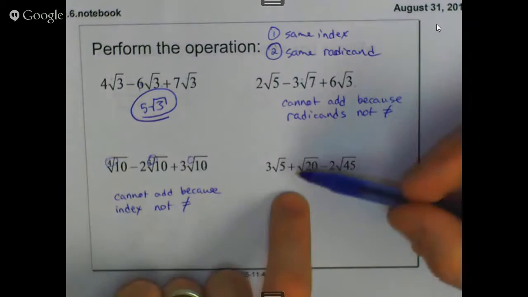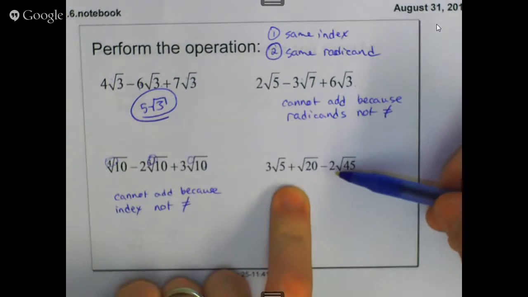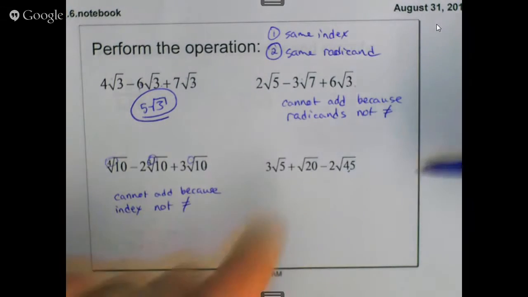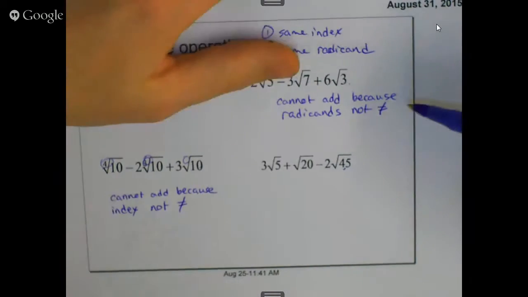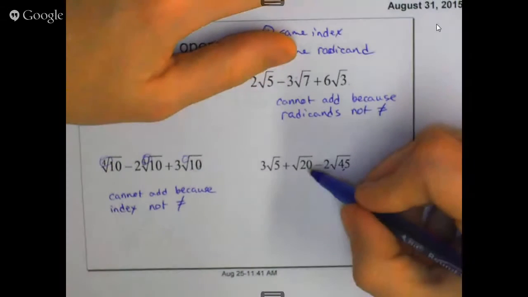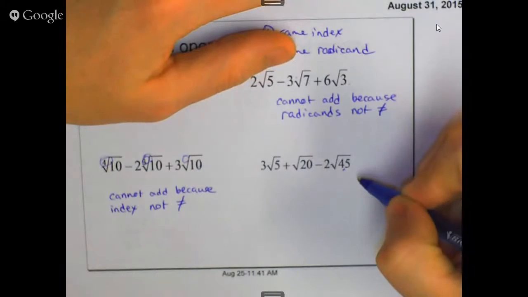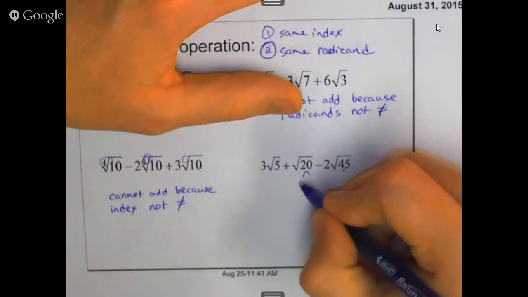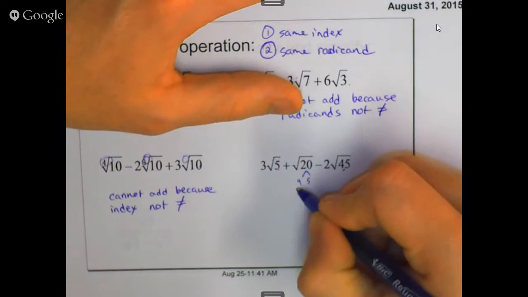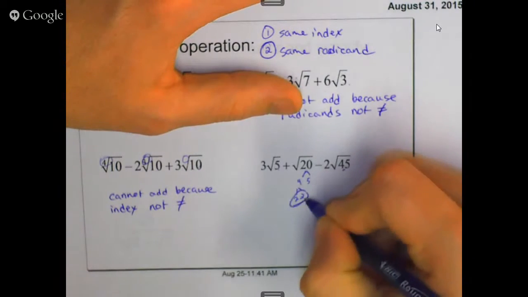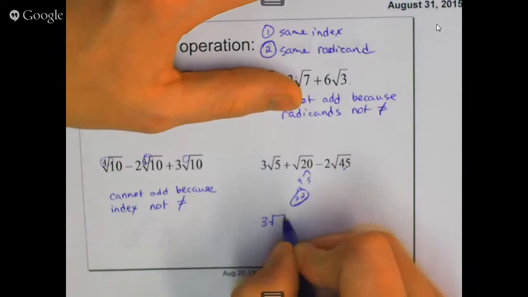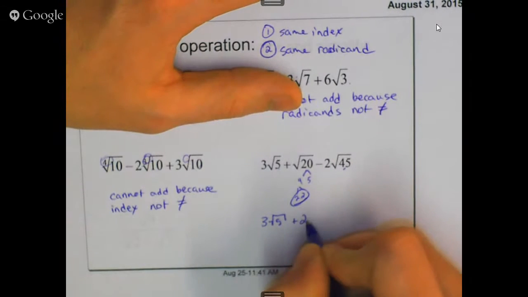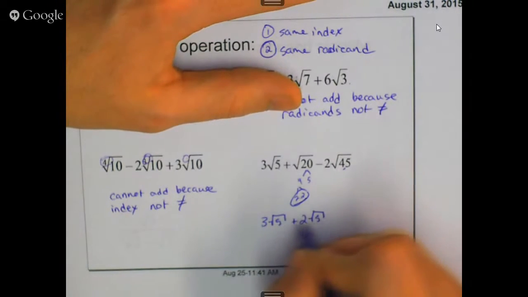But at first glance here, you notice that all the indexes are the same. They're all 2, but my radicands aren't the same. But what we have to look for is, are these radicands reduced as much as I can? Well, square root of 5 is reduced because that's a prime number. I can take 4 and 5, 2 and 2, so I got a group of 2 there. So we'll have 3 radical 5 plus 2 radical 5. So now these 2 are the same.